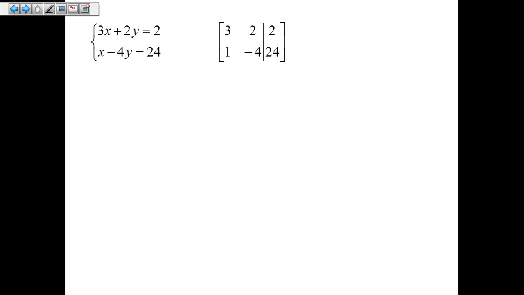Alright, so let's go ahead and try this with this system of equations. Now your first task is to write the augmented matrix. You take your coefficients in order, 3, 2, and then you put a bar, and then you write the constant from the other side, 2. Our next equation is in standard form. It's got the x term first, then the y term, so 1, -4, and then on the other side of that bar is our constant from the other side, 24.